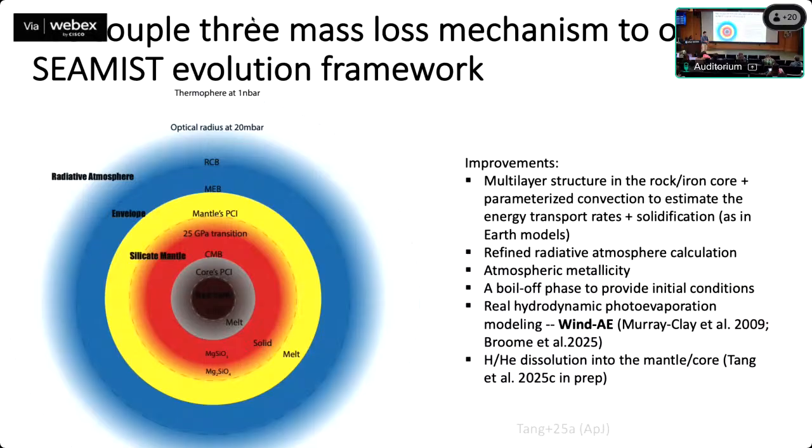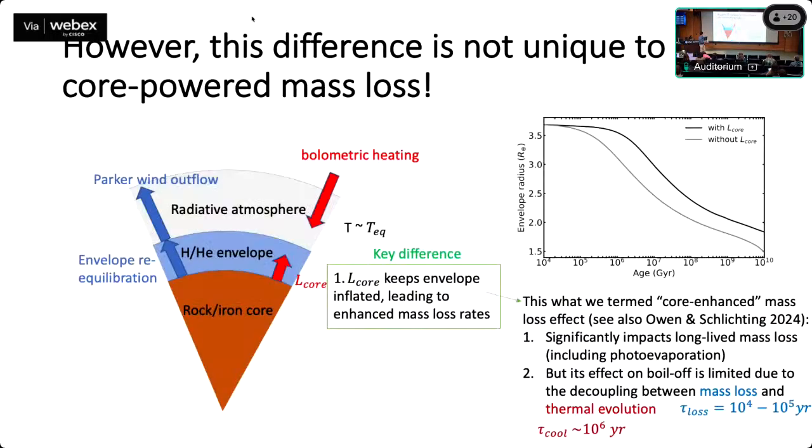in Ruth and Maddie's talk. This can improve the accuracy of the mass loss rate estimate compared to previous subneptune models, which usually rely on energy-limited escape or tabulated hydrodynamic results. And we also incorporate hydrogen-helium dissolution, which I will not cover here.